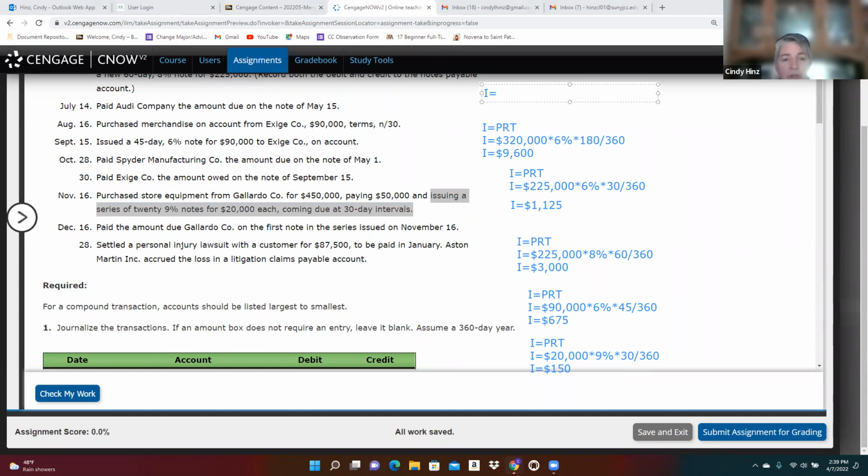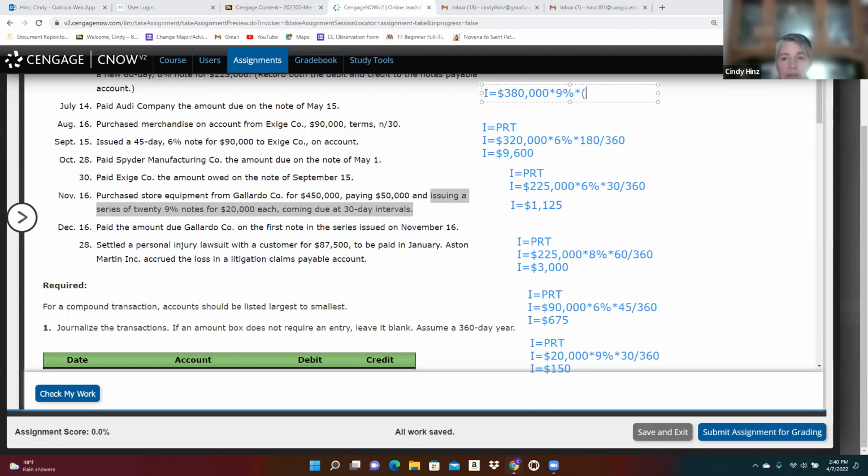Remember, we had borrowed originally $400,000, $20,000 we already repaid. So the remaining balance is $380,000. The interest rate, I didn't repeat the whole I equals PRT formula, but you can see it there on the screen. I don't really have enough room to put that in here. The interest rate on these notes was 9%.